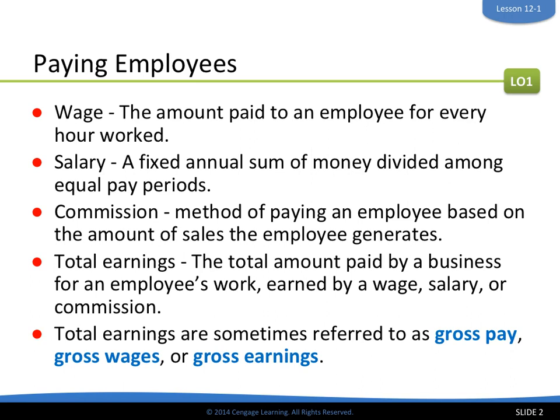A salary is an amount that I get paid annually, so every single year, and that's split up throughout the year equally. A commission is an amount that I make off of the sales that I make. So I might get commission of 10% based off of all the sales that I make. My total earnings are all of my earnings that I make from my wages or my salary plus any commission that I make as well. Total earnings can also be referred to as gross pay, gross wages, or gross earnings.